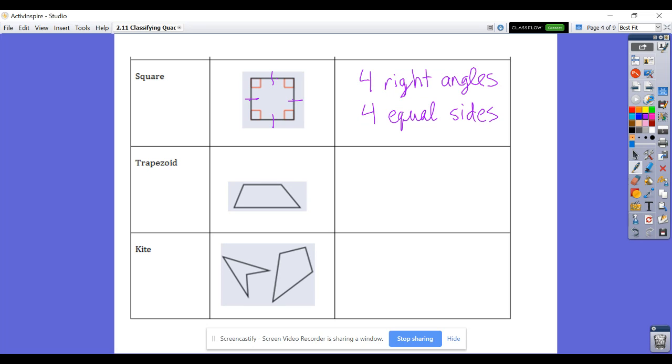Next up is the trapezoid. Say that one, please, trapezoid. And the only thing that needs to be true of a quadrilateral for it to be labeled a trapezoid is it has at least 1 pair of parallel sides. And usually when I was growing up, we learned it as exactly 1 pair of parallel sides. Our textbook has said it a bit differently, so I guess mathematicians have changed their opinion over the years.